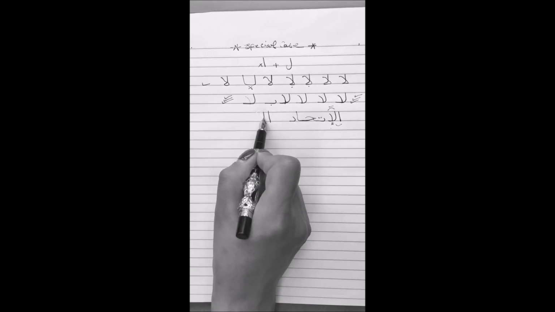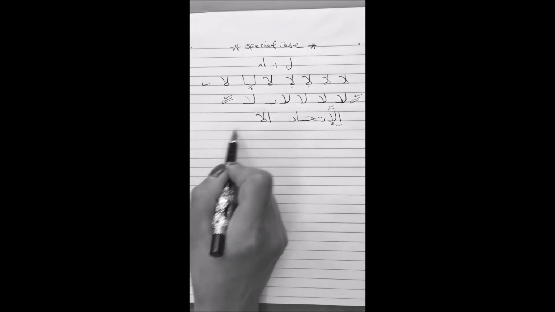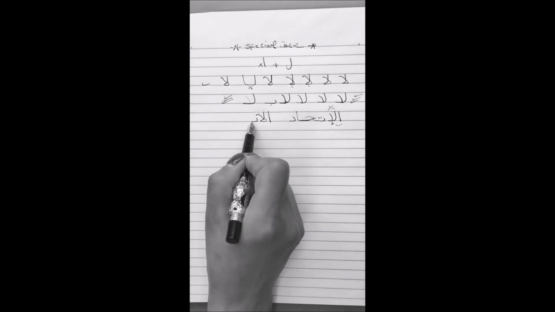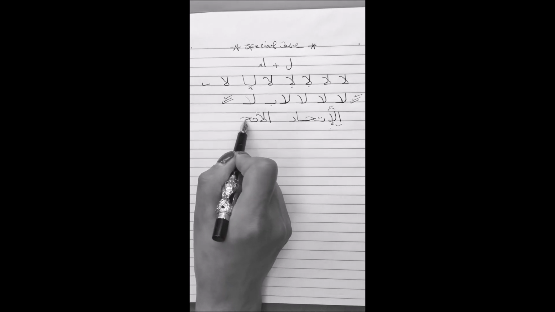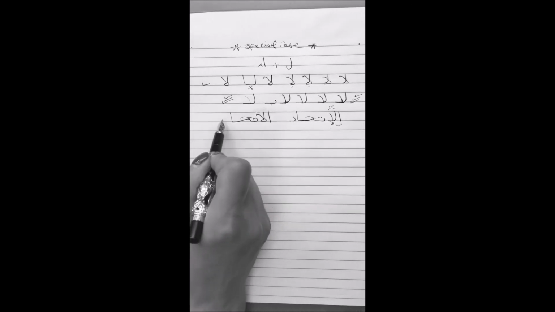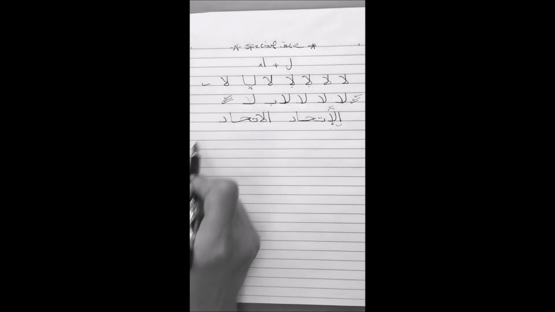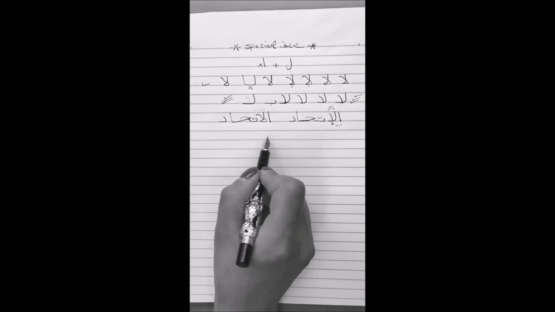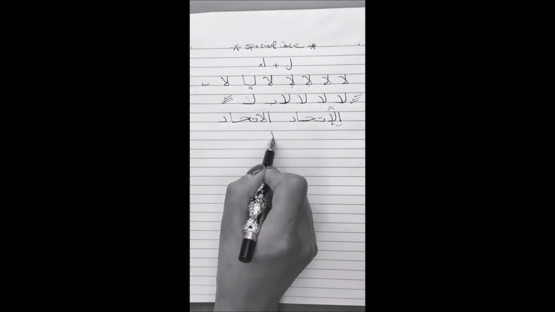And here is the lam. I twist at the bottom, and here is the alif. Leave 1 milli. The ta. The ha, straight up, and the dal. Let me write it one more time.